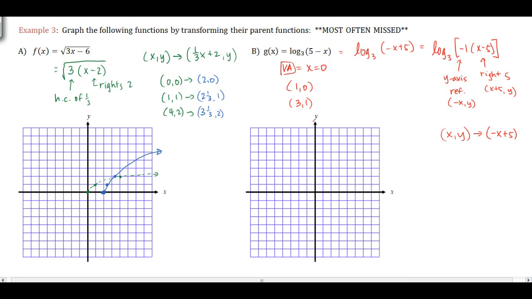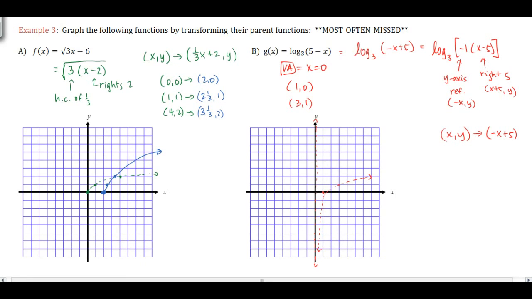So here is the original one. I guess I'll do it in this red. So here it is, right? And then I'm going to have to plot (1, 0) and (3, 1). The graph would look something like this of a logarithm, right? And then it shoots out this way. So that's your log graph.